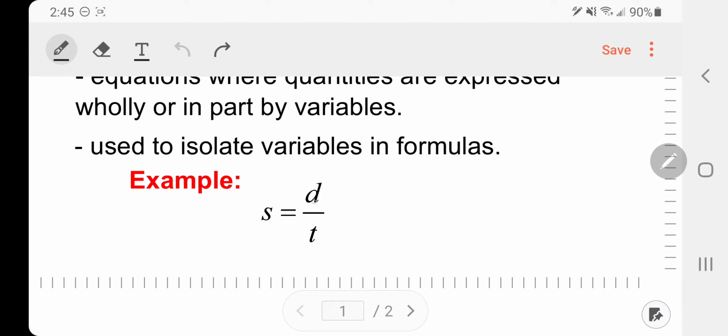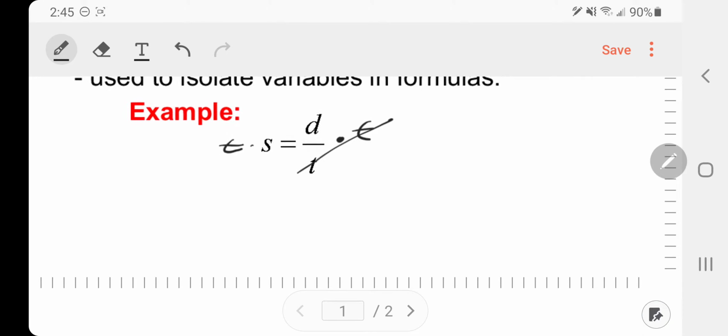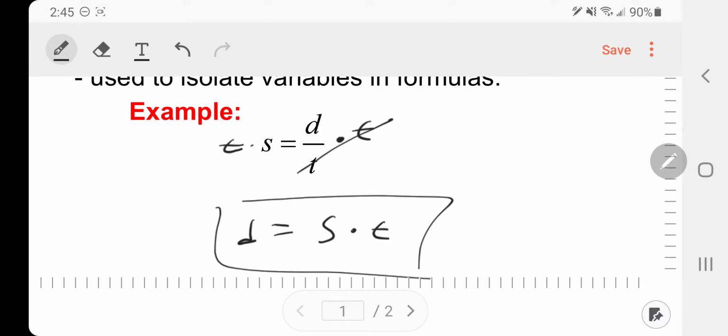So what I have here is D divided by T. If I want to get this T out of the way, because I don't want that on that side, I'm going to multiply both sides by T. What that does is it cancels out on the right side, and we get D equals S times T. That would be solving this literal equation for D. So what you're doing is using inverse operations, just like when you're solving a regular equation, to get a variable by itself.